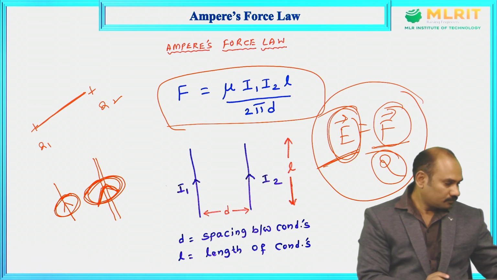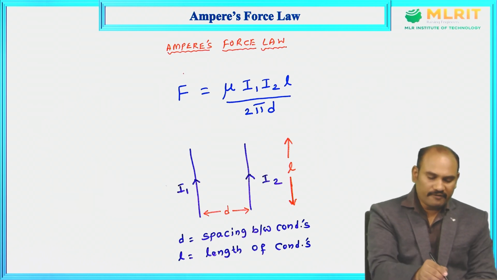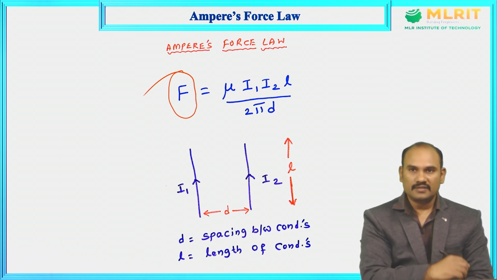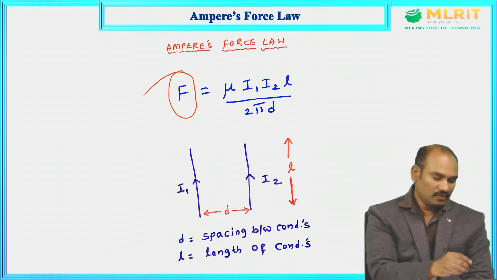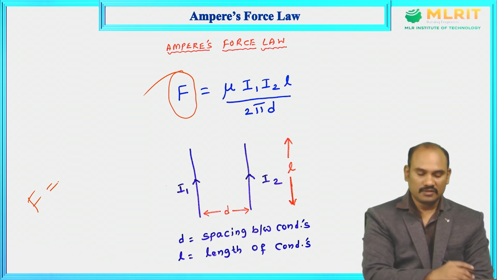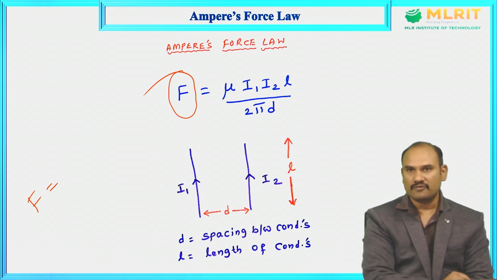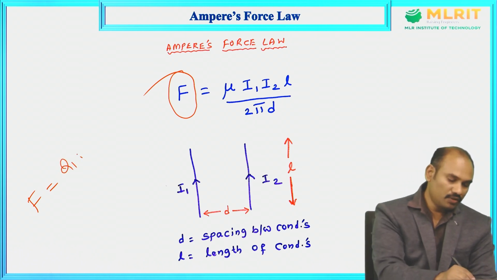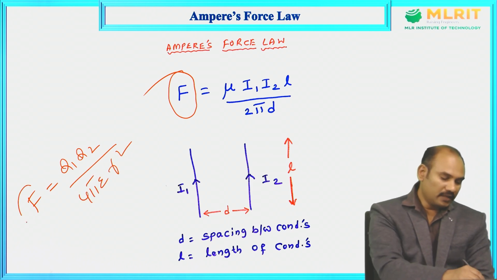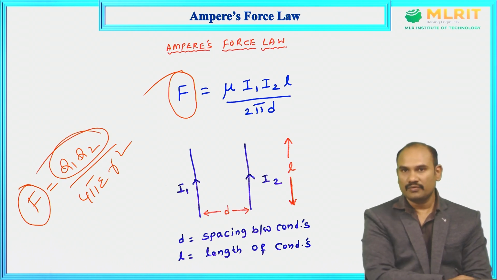Now, what are the factors that will decide the magnetic force? Let us make comparative study once again. What is the expression for Coulomb's law, which means electric force? Because we are comparing one-on-one, electric force and magnetic force. F equal to Q1 Q2 by 4 pi epsilon r square. Electric force is proportional to product of electric charges Q1 Q2.